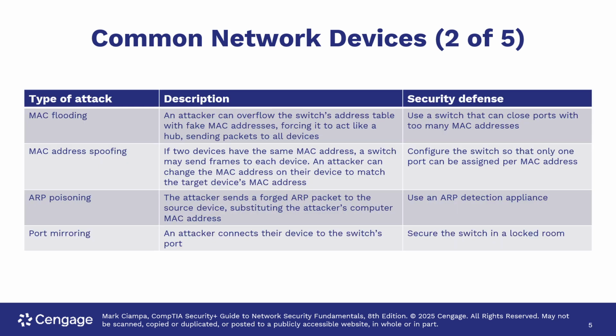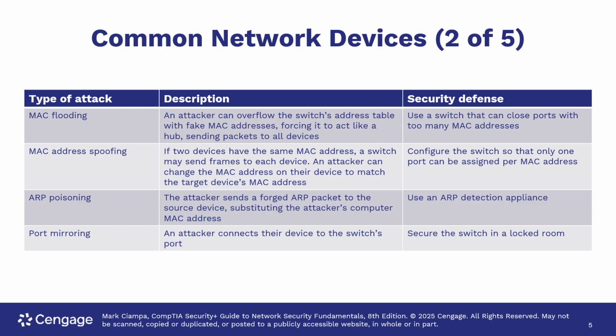So types of attacks on these network devices, you have what are called MAC flooding, MAC address spoofing, ARP poisoning, and port mirroring. So with MAC flooding, an attacker overflows the switch's address table with fake MAC addresses, forcing it to act like a hub, sending packets to all the devices. Okay, and that was one of the things when you learned in your networking, the first device that connected different devices together was a hub. It had some weaknesses, and so that's when technology came about and invented the switch.